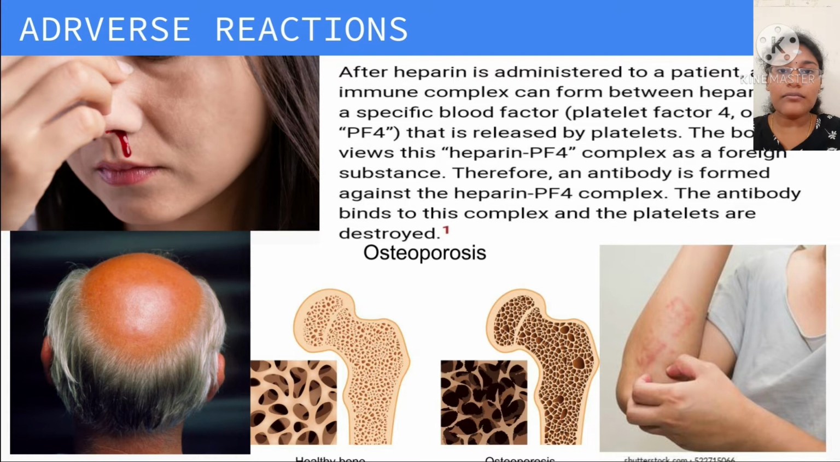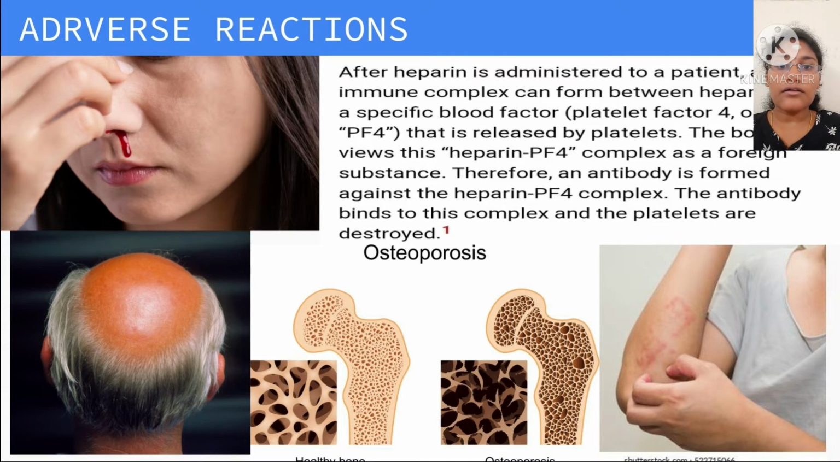Heparin can cause bleeding because it's an anticoagulant, so it generally does not allow the blood to clot. So in high doses or when you take the wrong doses, heparin can induce bleeding. Then heparin can also cause osteoporosis and alopecia in many patients, but the reason why is not known. So why heparin causes osteoporosis is still a mystery, but it can cause osteoporosis and alopecia in patients who have been using heparin for a long time.